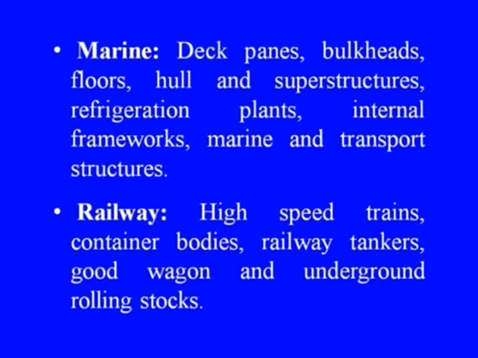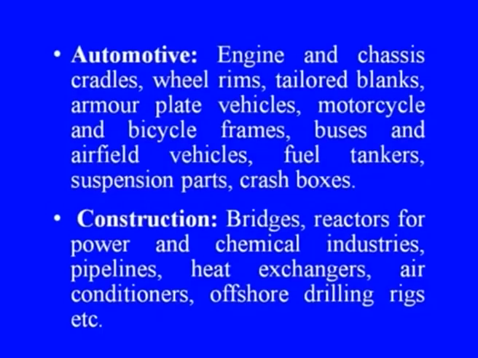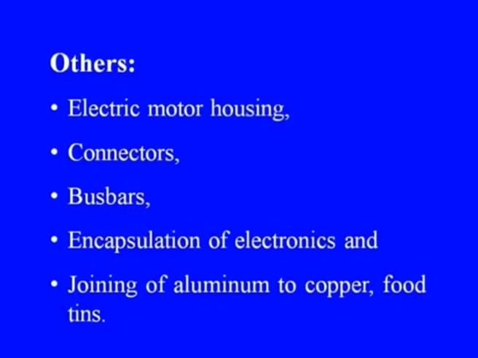In railway, FSW finds application in high speed trains, container bodies, railway tankers, goods wagons and underground rolling stocks, etc. Then in automotive industries, engine and chassis cradles, wheel rims, tailored blanks, armor plates, vehicles, motorcycles, bicycle frames, buses, air-filled vehicles, fuel tankers, suspension parts, crash boxes, etc. In construction industries, bridges, reactors for power and chemical industries, pipelines, heat exchangers, air conditioners, offshore drilling rigs, etc. Other applications include electric motor housing, connectors, bus bars, encapsulation of electronics and joining of aluminum to copper, food tins, etc.